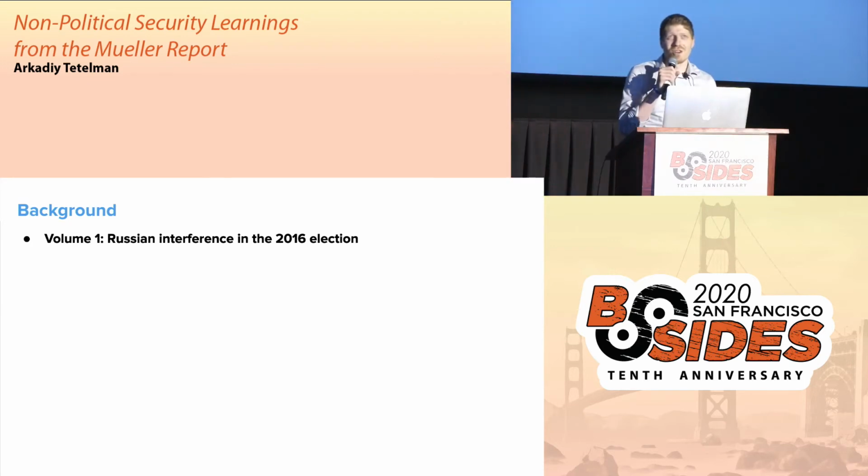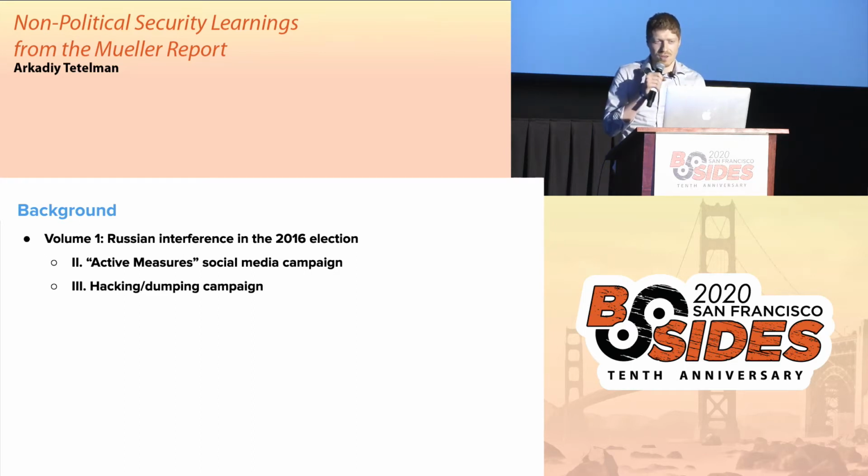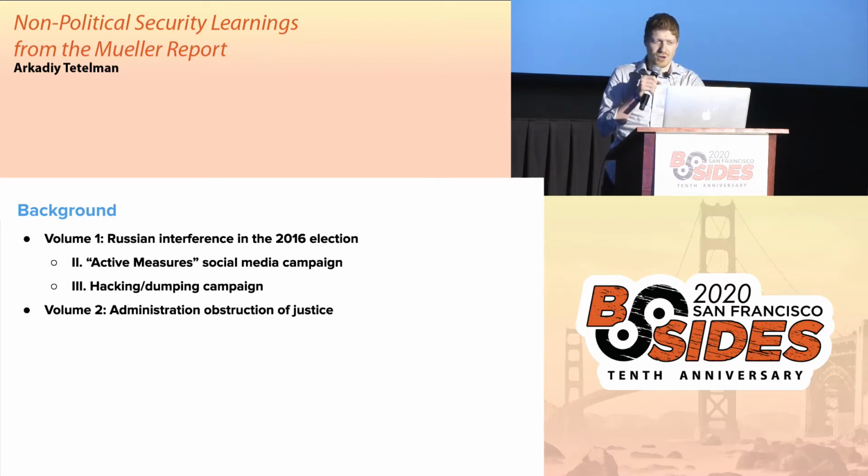The report was split into 2 volumes. The first volume was focused on Russian interference in the 2016 election, which was itself split into 5 different sections. The first one was an introduction. The second section was focused on this active measures social media campaign, which is what the IRA did, like trying to run these political ads on Facebook and Twitter and elsewhere. The third section was the hacking and dumping campaign. Fourth and fifth sections aren't relevant for us. And then the second volume was the administration obstruction of justice.